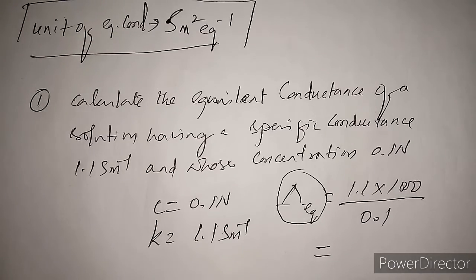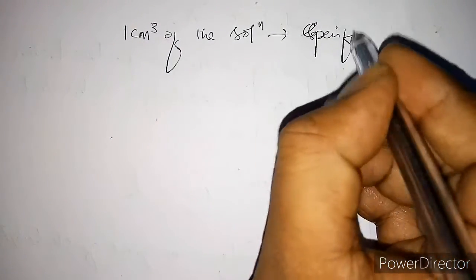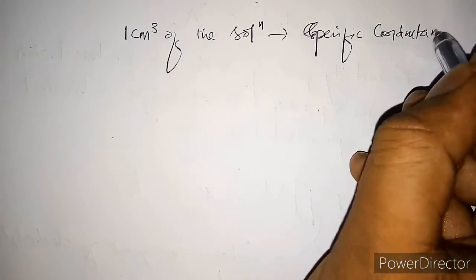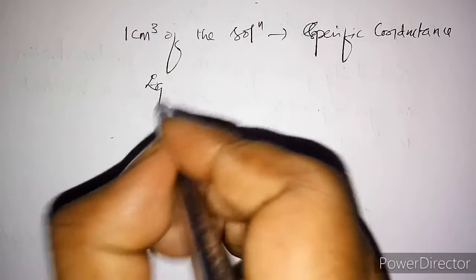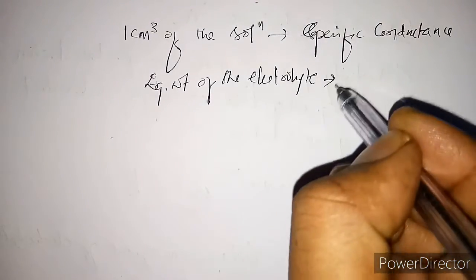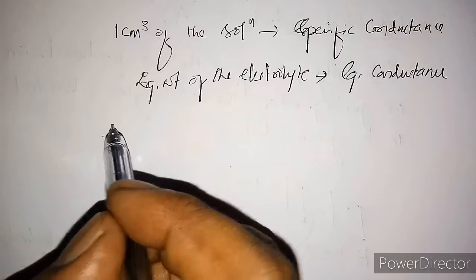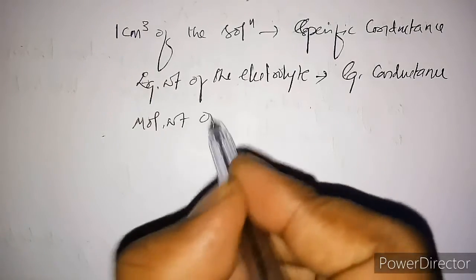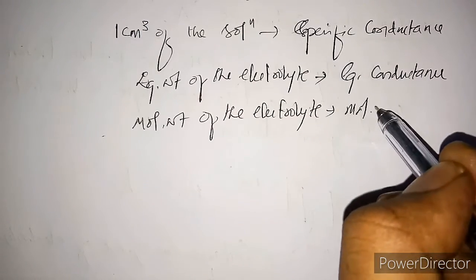Now we all know that the conductivity power of 1 cm cube of the solution we call specific conductance. If the same 1 cm cube of the solution contains an equivalent weight of the electrolyte, then we call it equivalent conductance. If it contains a gram molecular weight of the electrolyte, we call it molar conductance.